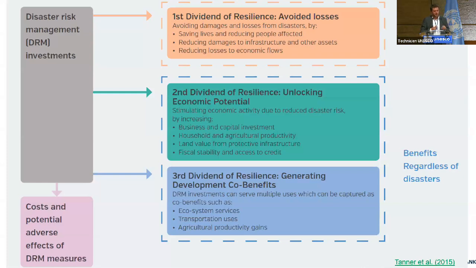And then we have a third dividend of resilience, which can come in the form of recreational values and health co-benefits, for example. So I just wanted to leave you with that: if you want a full analysis of disaster risk management and disaster risk reduction, you really need to go beyond the avoided asset losses. Thank you.